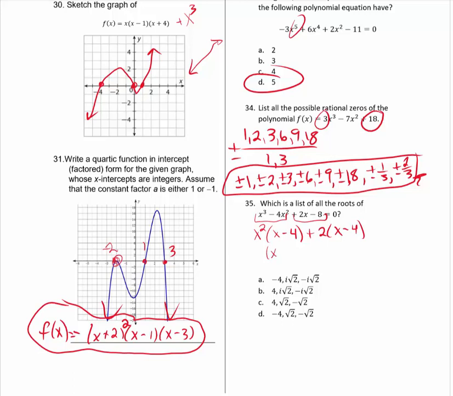But this does work. This is x minus 4 times x squared plus 2. And so we're going to set each of these equal to 0. I get a 4 for this. And so it can't be A or D. But then when I solve x squared plus 2 equals 0, I would have to subtract the 2 over and square root both sides and get x equals positive and negative i square roots of 2. So that is B.